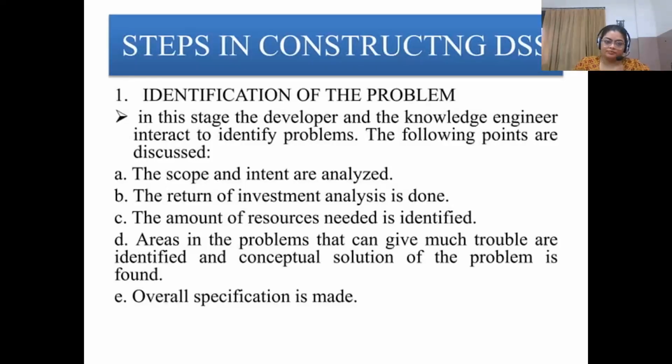Identification of the problem. In this stage, the developer and the knowledge engineer interact to identify problems. The following points are discussed: the scope and intent are analyzed, the return on investment analysis is done, the amount of resources needed is identified, areas in the problem that can give much trouble are identified, and a conceptual solution of the problem is found. Overall specification is made.